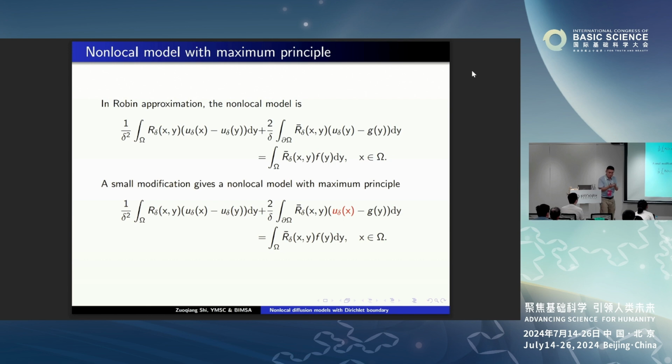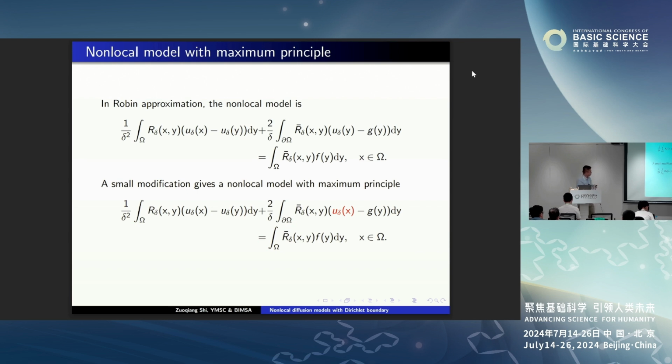So we know that the optimal convergence rate is second order. So we want to improve this model further to get a second order convergence model, also symmetric and with a maximum principle. Can we do that? The answer is also yes.